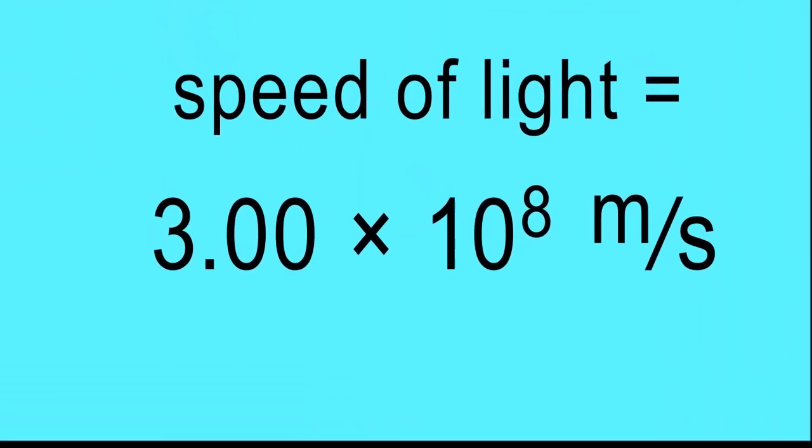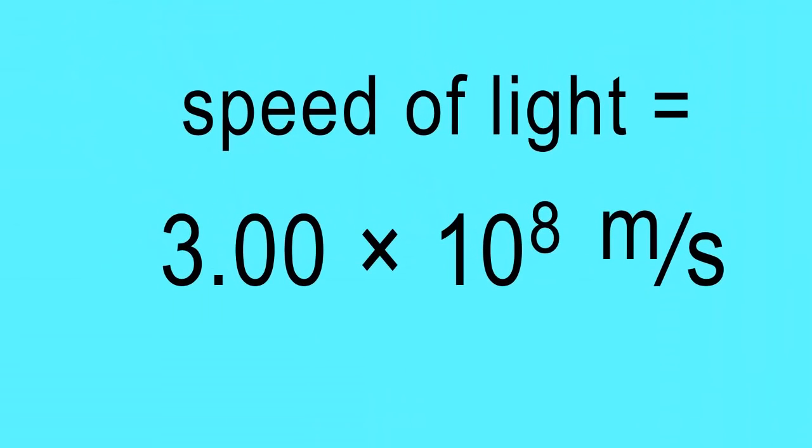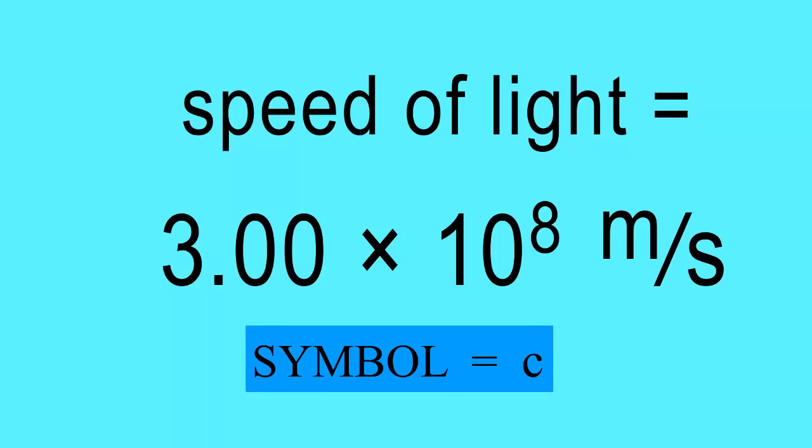The speed of light is normally given in scientific notation, 3 times 10 to the 8th meters per second. And yes, it has its own symbol, which is the lowercase c. So c, the speed of light, is 3 times 10 to the 8th meters per second, 300 million meters per second. Knowing that the speed of light is a constant will give us access to the mathematical relationship it has with wavelength and frequency.